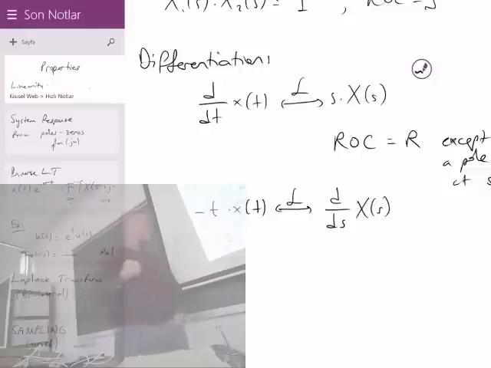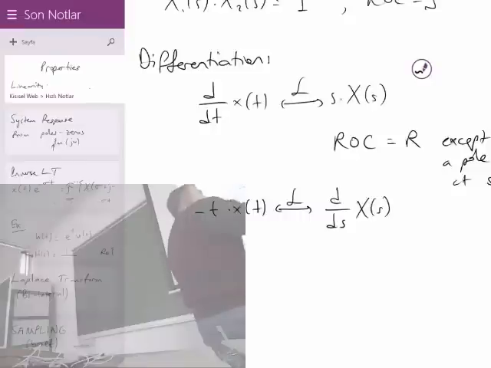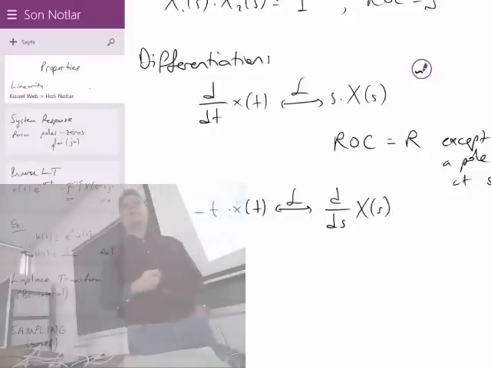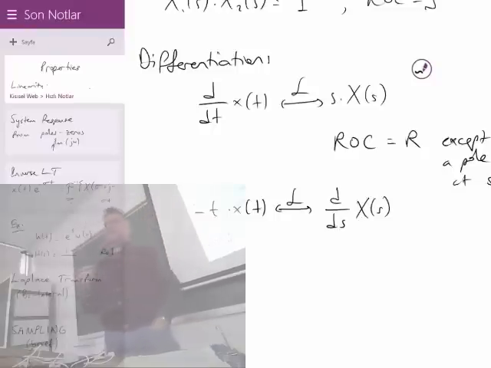But the headache, at least for me, is to try to take a derivative with respect to a complex valued parameter. ds, where s is equal to sigma plus j omega. So we are not differentiating with respect to omega, or with respect to sigma. We are differentiating with respect to sigma plus j omega. And I'm having difficulty in understanding what it may even look like.